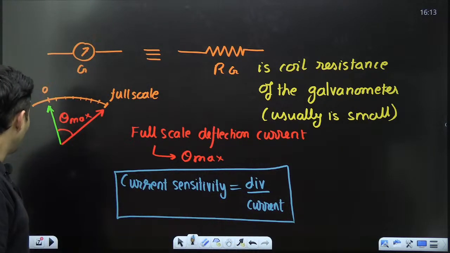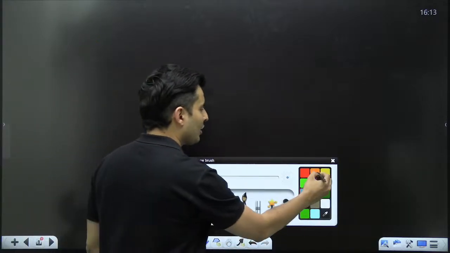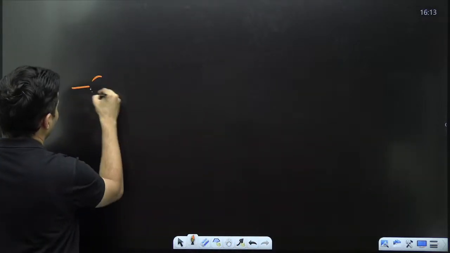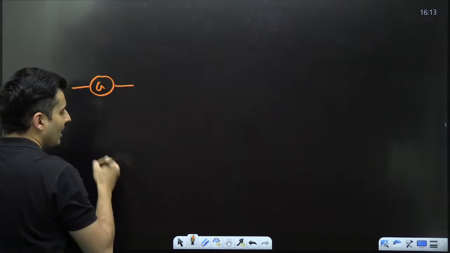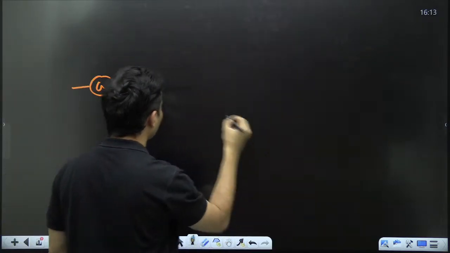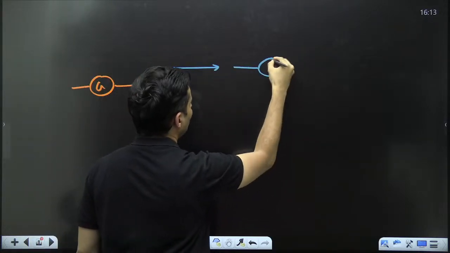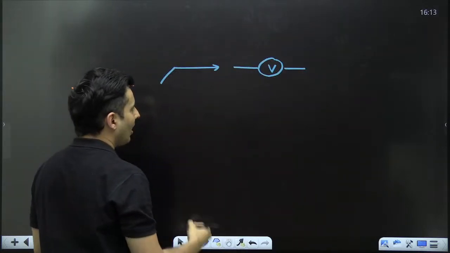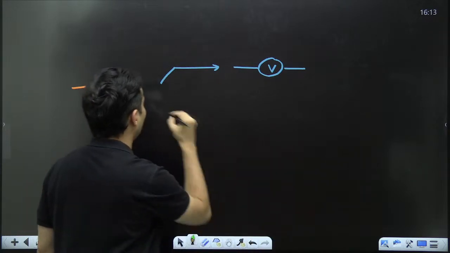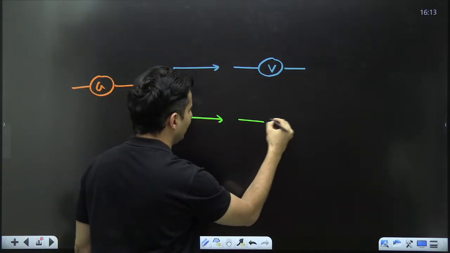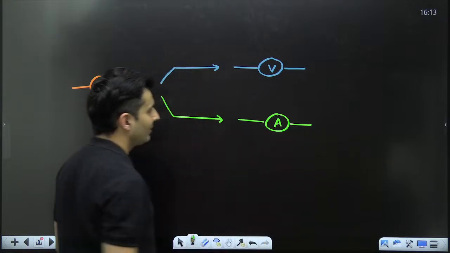Now, why do we study the galvanometer? Because you can take a galvanometer and do some modification onto it, and you will see that it can be turned into a voltmeter, and you can do one more modification on it and you will see you can turn it into an ammeter.